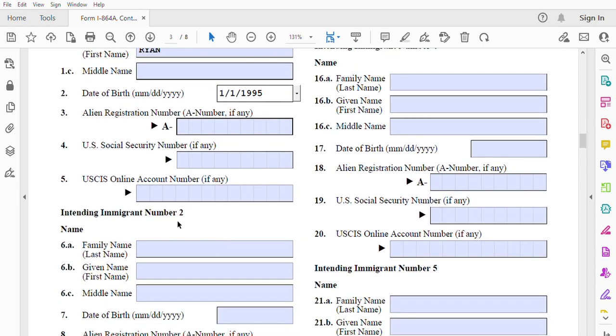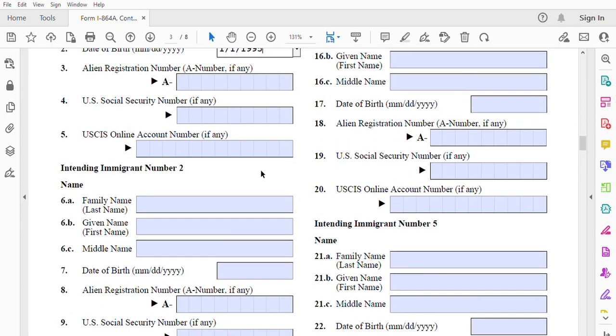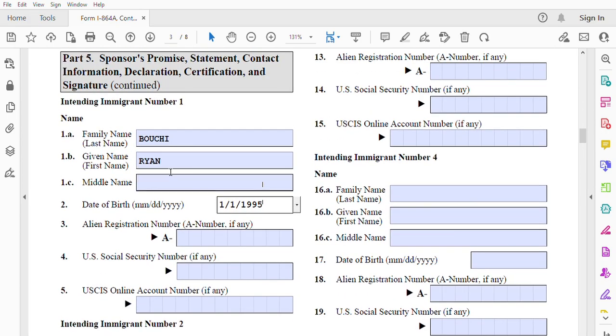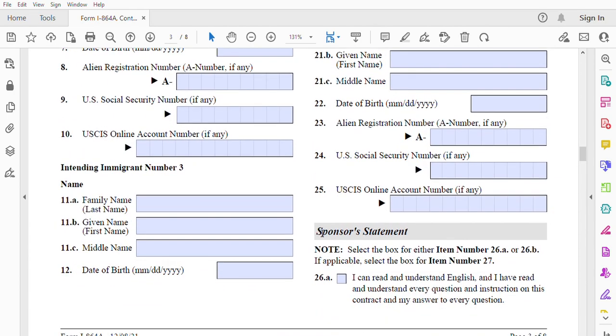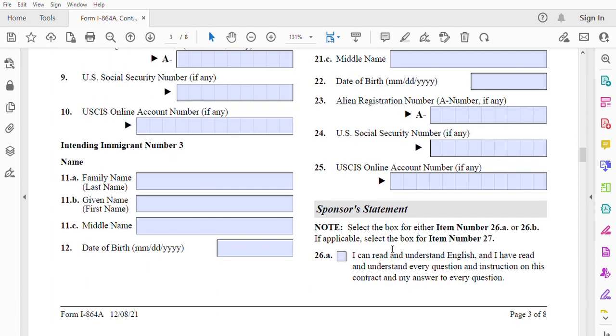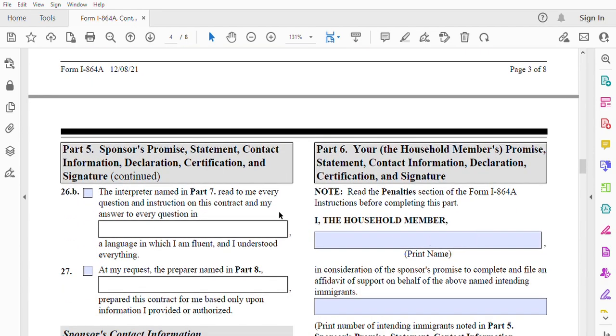Intended immigrant number 2 to number 5. So we are just doing just 1, which is the first one, Bushi Ryan. So we're gonna go to the sponsor statement. I can read and understand English, and I have read and understand every question and instruction on this contract, and my answer to every question. We're still talking about part 5, sponsor promises.